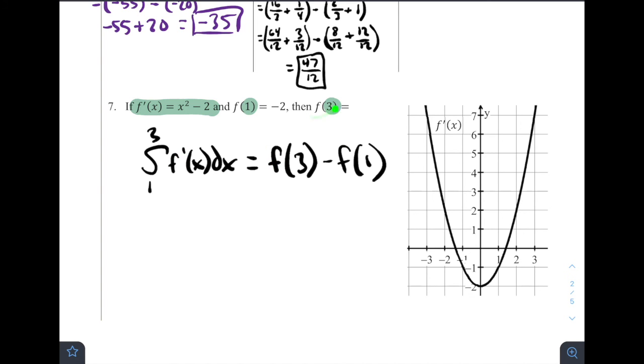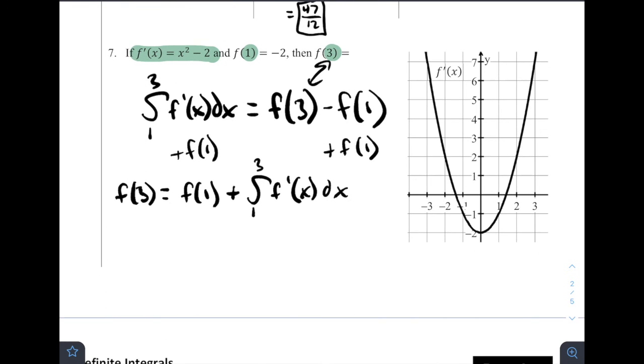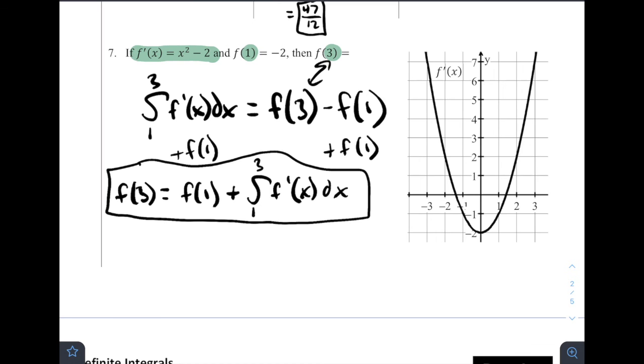But if we're trying to find f of 3, that's what this is right here, we can actually just add f of 1 to the other side. So f of 3 is equal to whatever f of 1 is plus the integral from 1 to 3 of f prime of x dx. So this is what I'm working with. I'm just highlighting this because this is the goal.